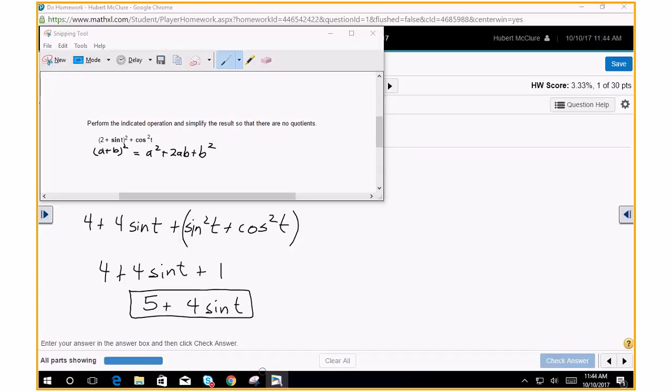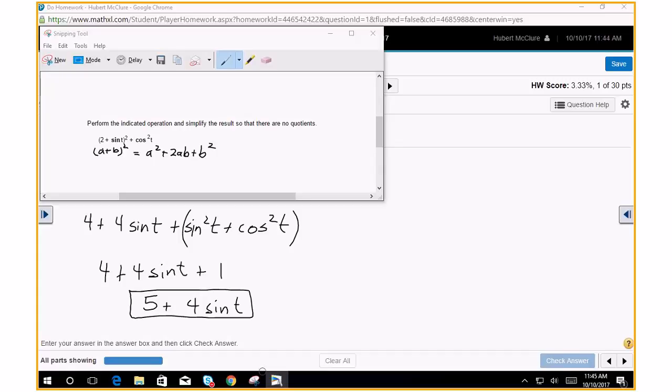Now, of course, if you don't know your shortcuts, you're going to have trouble with that. So you're going to have to learn your shortcuts again. Is that the FOILing shortcut you're talking about?